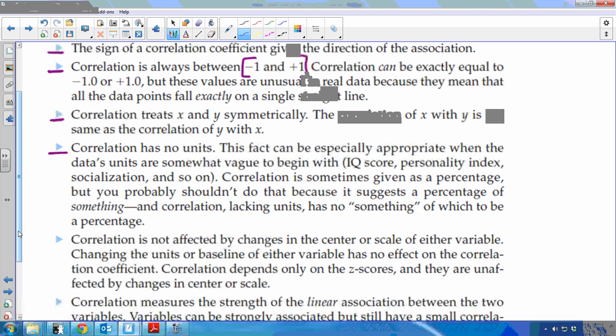Correlation has no units because it's based on z-scores. So it doesn't matter if you're in centimeters or kilograms or whatever. Correlation is just a number without any units. Just like standard deviation when we did z-scores. You had standard deviations above or below the mean. You didn't have actual units.